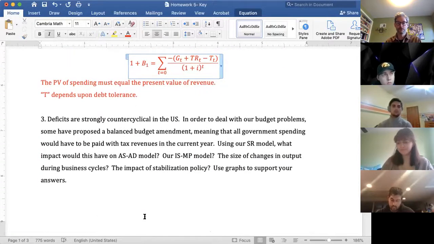Deficits are countercyclical in the US. In order to deal with our budget problems, some have proposed a balanced budget amendment, meaning that all government spending would have to be paid for. So using our short-run model, what impact would this have on our aggregate demand model and our IS-MP model? What would this look like without actually doing any equations? I think the intuition of this is hopefully pretty straightforward.